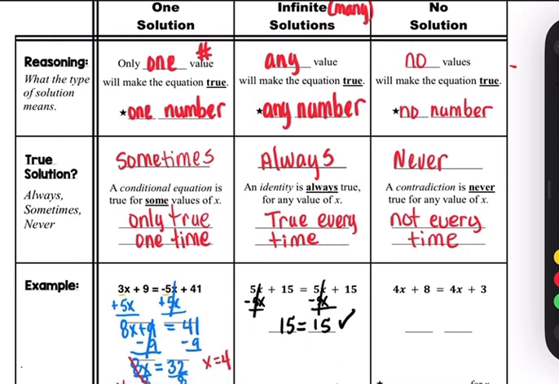Okay? So when you are looking at infinite solutions, you're looking at an equation where any number for x will make the equation true, because both sides of the equation will be equal.